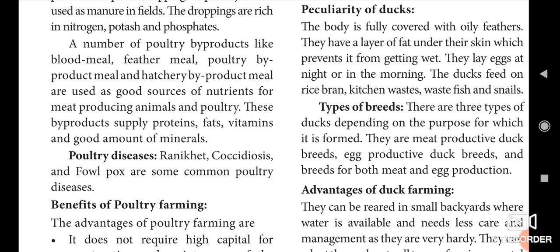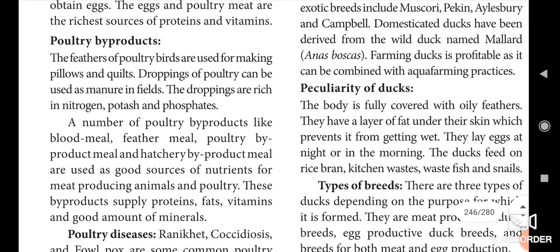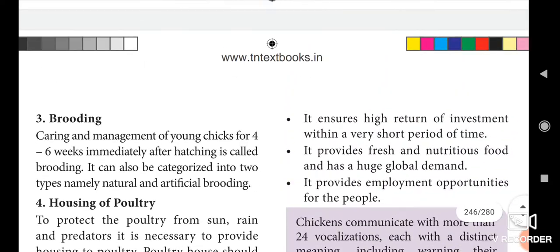Next we see what are the benefits of poultry farming. What are the advantages of poultry farming? It does not require high capital for construction and maintenance. To construct a poultry farm, not much money is required. It can be maintained at a low cost. It does not require a big space. It ensures a high return on investment within a very short period of time.